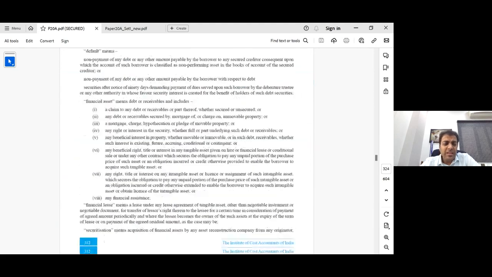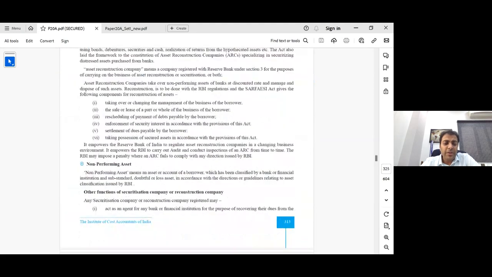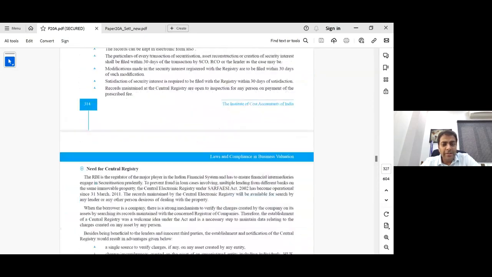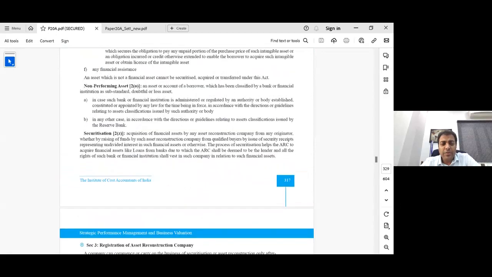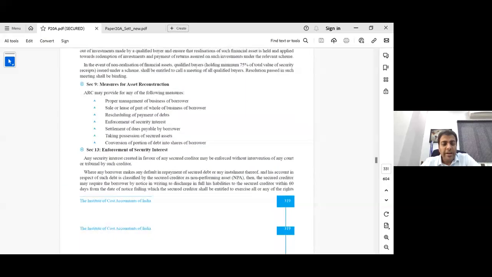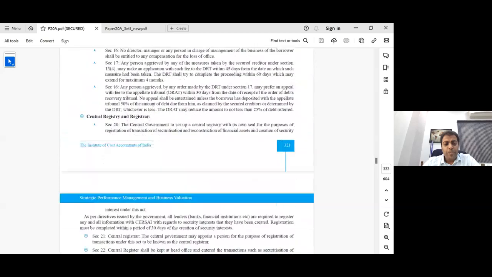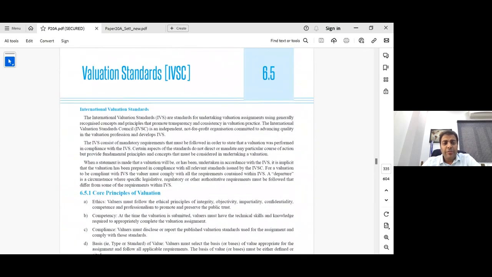Same for SURFACE, another act which helps in recovering money for the lenders. And SURFACE Act, I understand, is also covered as part of your law paper, I hope, right? So we move further. Valuation standards.